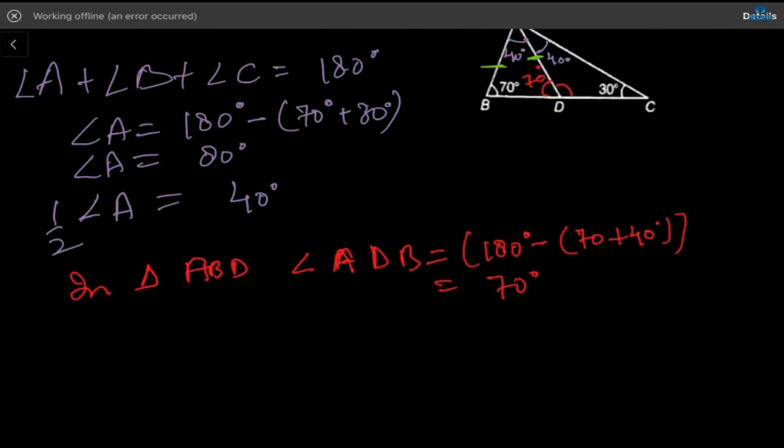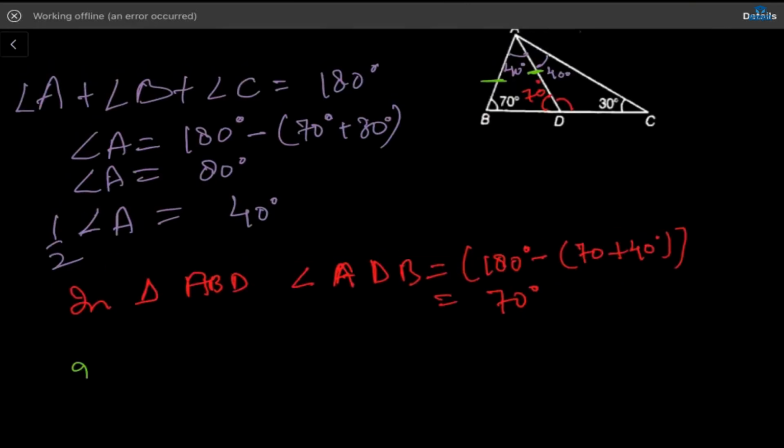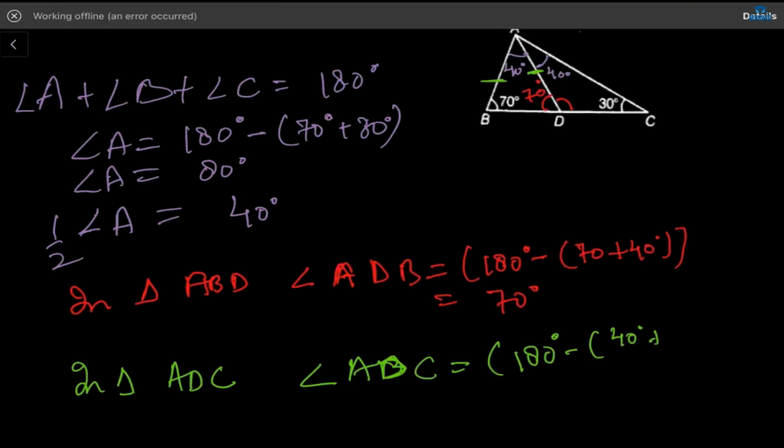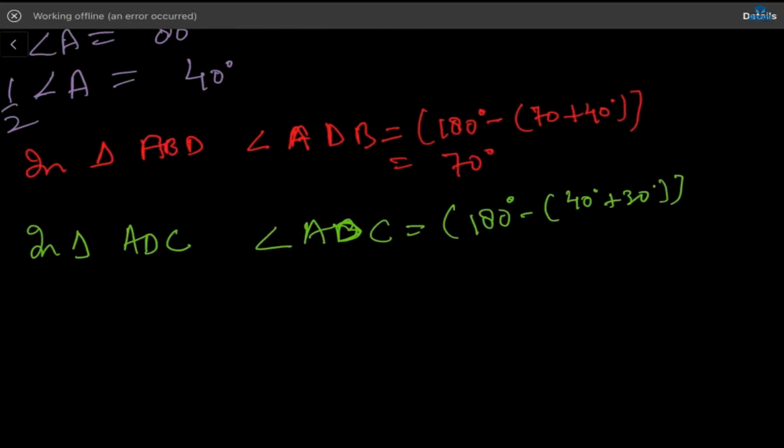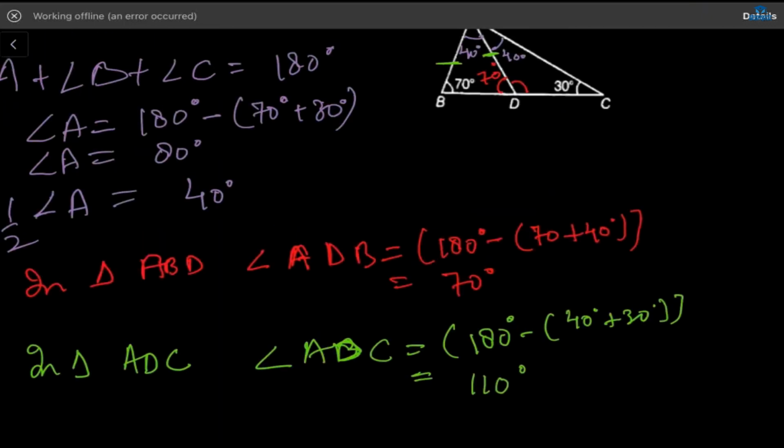Now, in the third triangle, in triangle ADC, if you see the angle ADC, what will be the value? Again, 180 degrees minus 40 plus 30. So it will be 70 degrees. 180 minus 70, it will be 100. No, it will be 110 degrees. Yes, so now you can see this angle is 110 degrees.